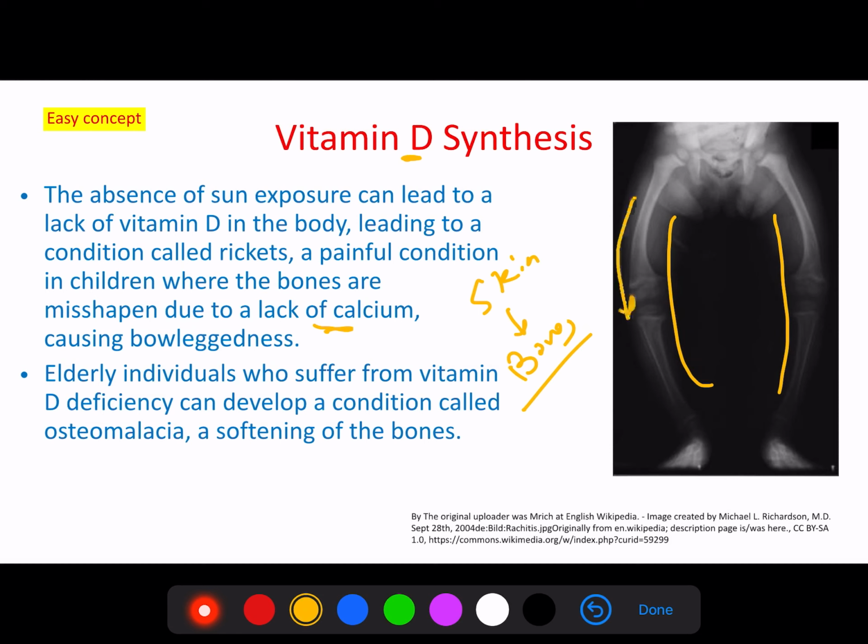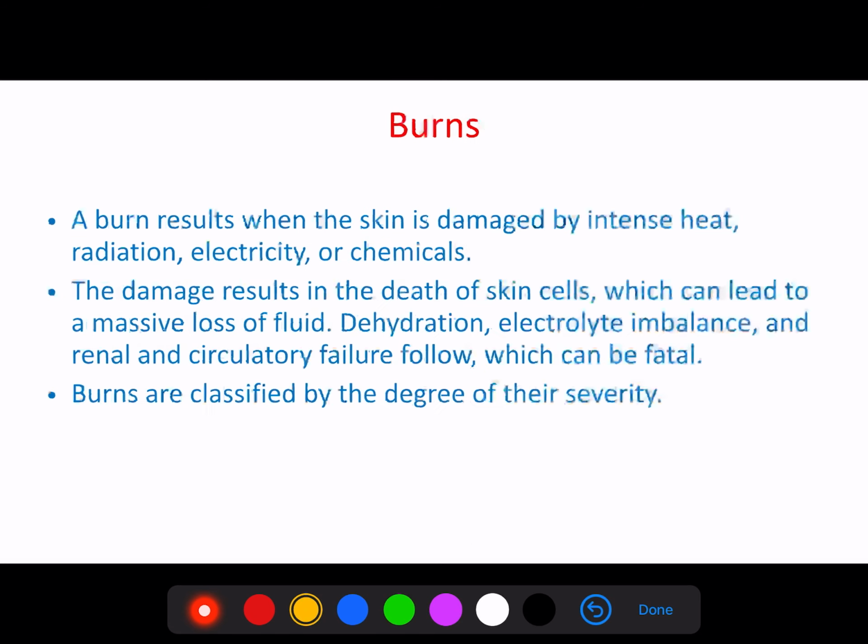And this is a problem in areas where there is very limited sunlight, especially during winter, like northern regions of Alaska, of Sweden, of Norway, or like deep south of Chile. All of these countries will have problems during winter when they don't have enough sunlight to produce enough vitamin D synthesis. The last thing in this chapter is the burns.